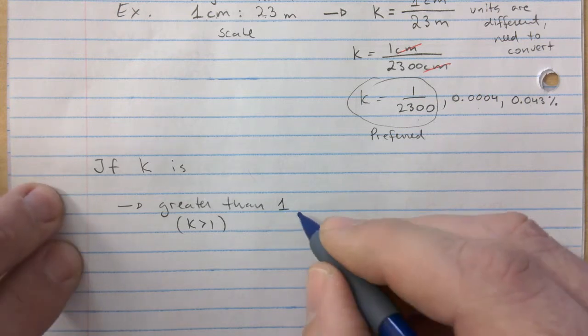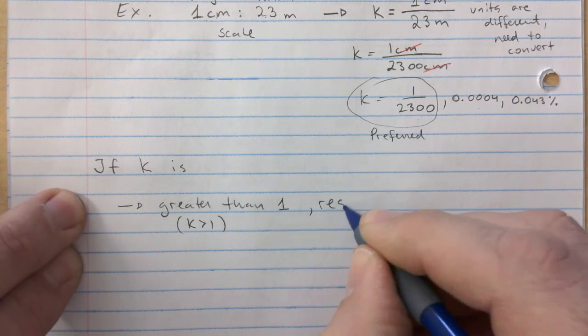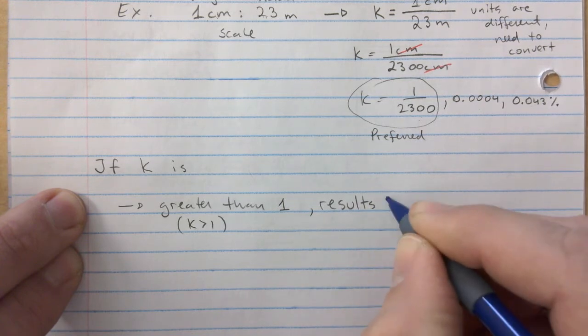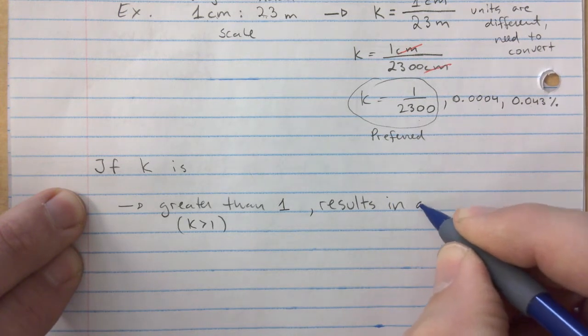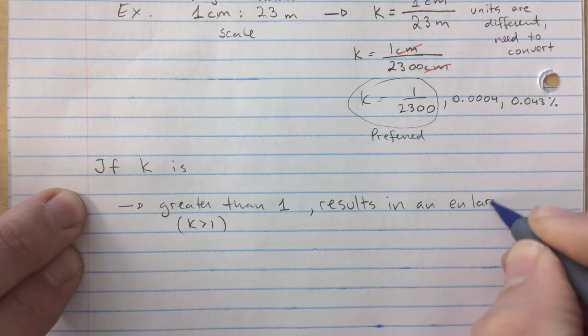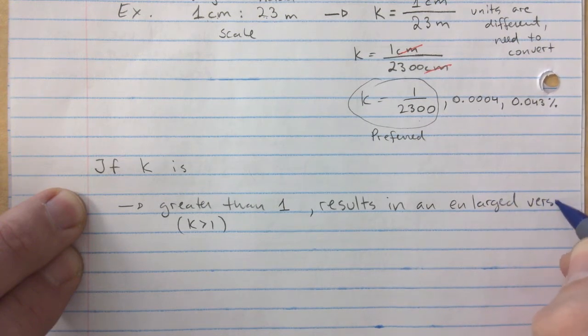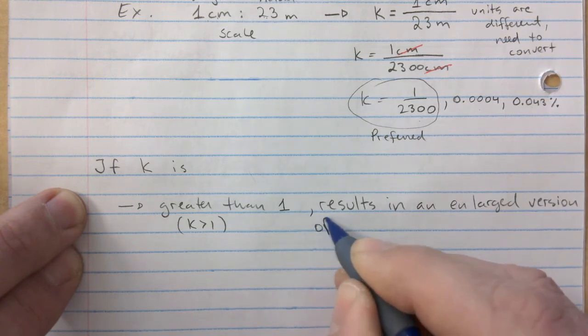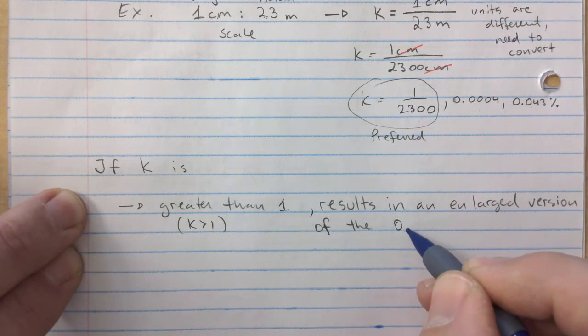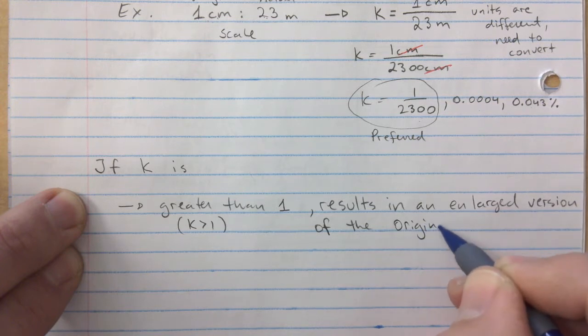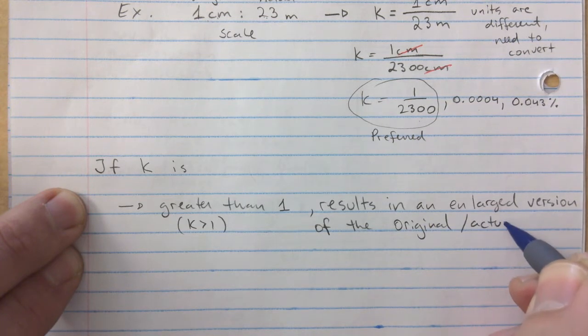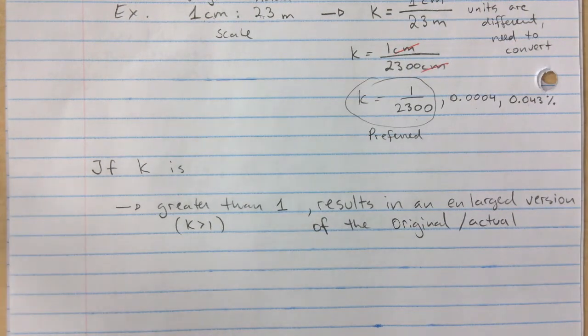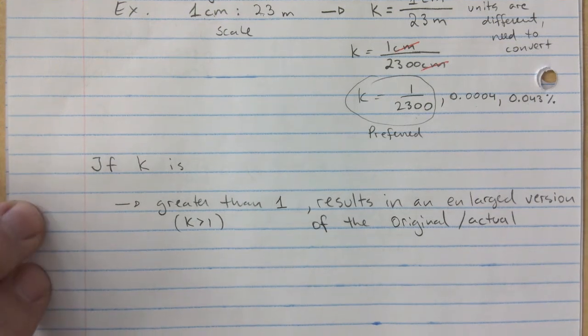how do I put this? That will result in an enlarged version of the original or actual. Okay, we kind of call them the same. So if K is bigger than 1, then the diagram or the new object is going to be larger than the original or the actual.